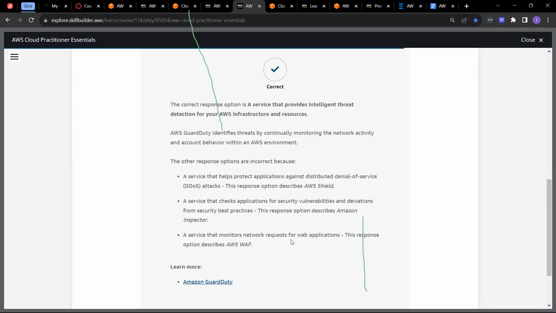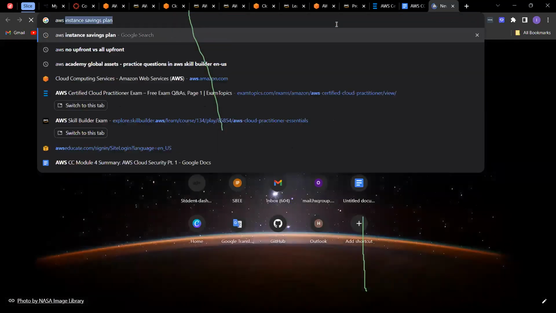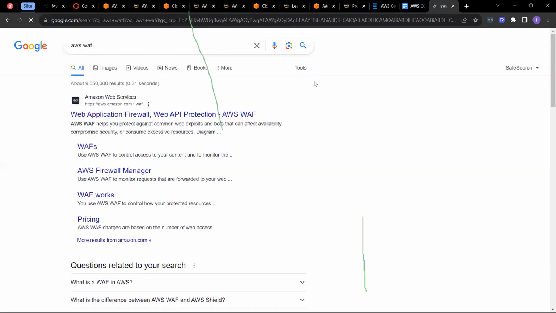What's WAF? West African Federation. A well-architected framework. Hey, Gerald, thank you. No, it's web application firewall. Wait, Gerald, you are searching for it? You see, web application firewall, AWS WAF.